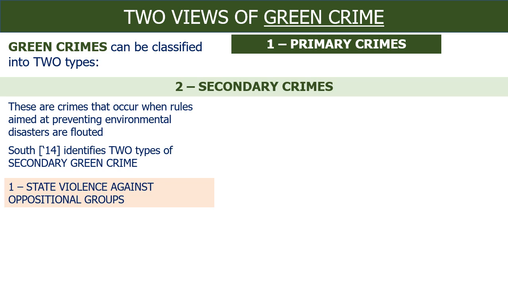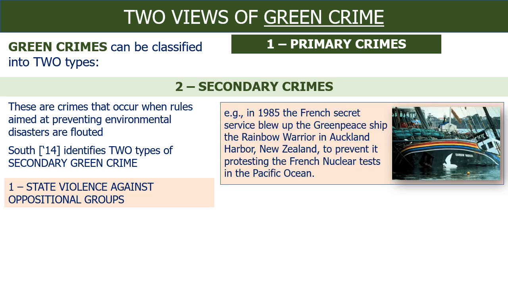Okay, so this is where perhaps a government or officials will actively try and deter those who are trying to protect the environment. The most famous example would be in 1985 when the French Secret Service blew up the Greenpeace ship, the Rainbow Warrior, in Auckland, just off New Zealand, to prevent it from protesting the French nuclear tests that were going on in the Pacific Ocean. And that made a lot of news stories and got a lot of coverage and really probably gave Greenpeace, the environmental organisation, a lot of press coverage.